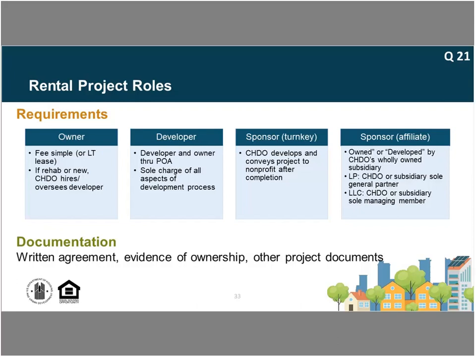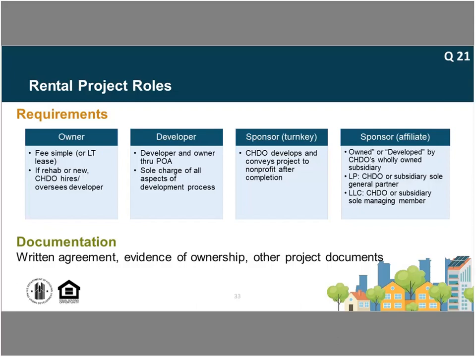The sponsor affiliate role then gets at mostly tax credit projects. It's about the situation where the CHDO itself is not going to be the owner of the project. It might be owned by a wholly owned subsidiary of the CHDO, and that's permissible, or in a tax credit kind of setting where there's a limited partnership or a limited liability corporation that will own.